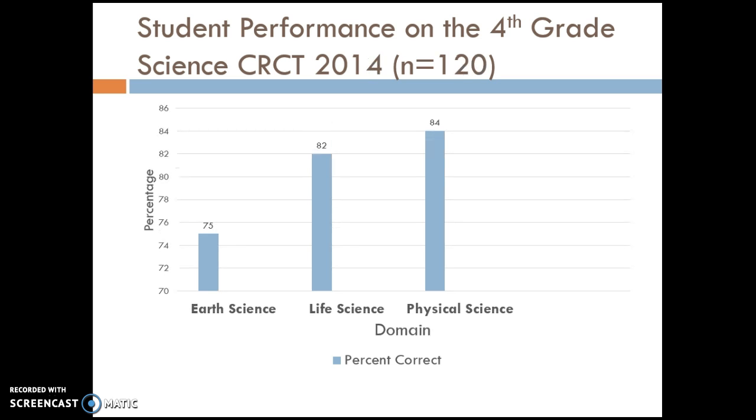And then next we have the student performance on the 4th grade science CRCT in 2014. The number of students taking the test that year was 120. Earth science went up by just 1%, 75% correct, and then life science 82% correct, and then physical science 84% correct.